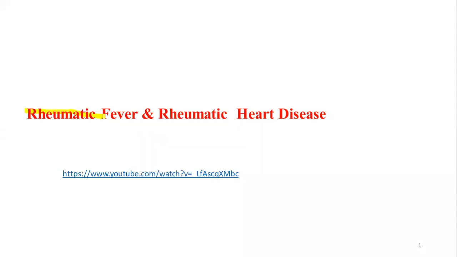Okay, so what do you understand when we say rheumatic fever and rheumatic heart disease? What do you understand? Anyone who volunteers to try? Does it have anything to do with group B streptococcal infection? Group A streptococcal infection? Yes, it is something related to Group A.